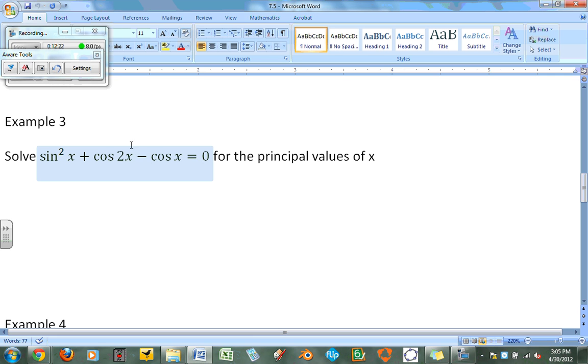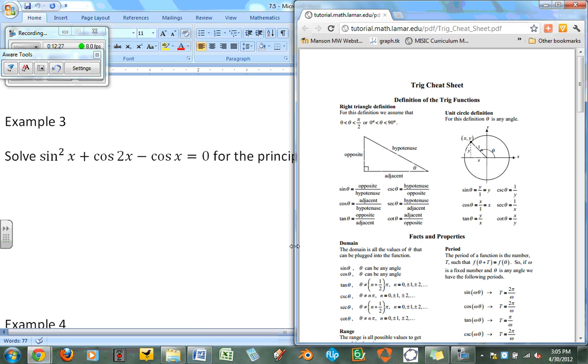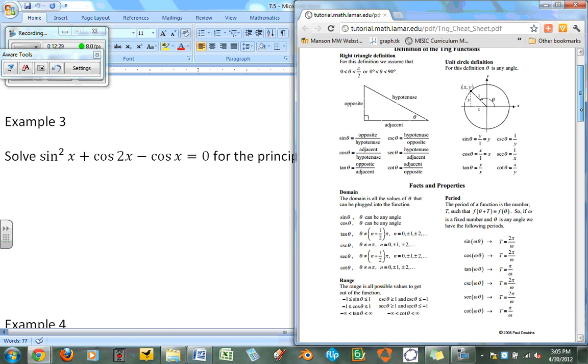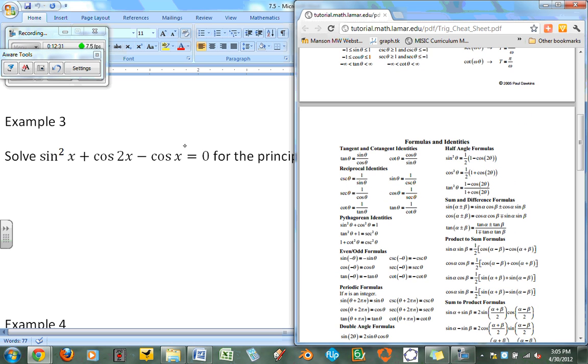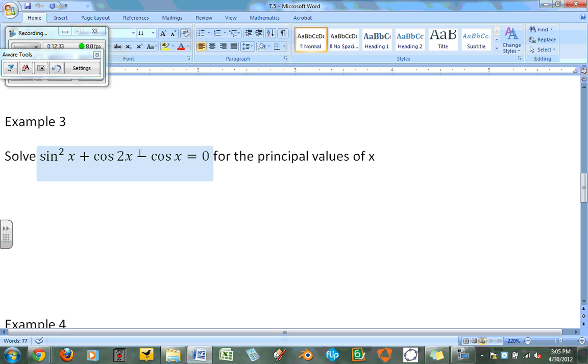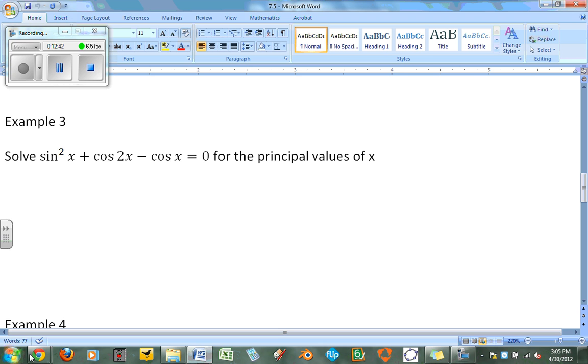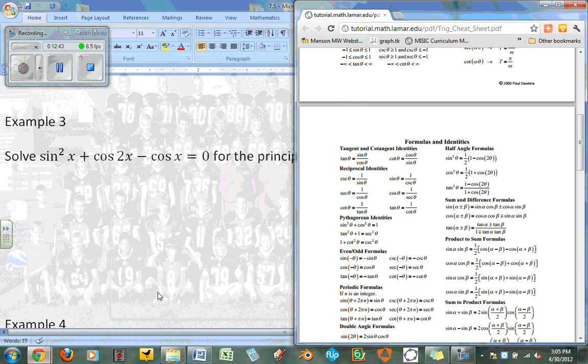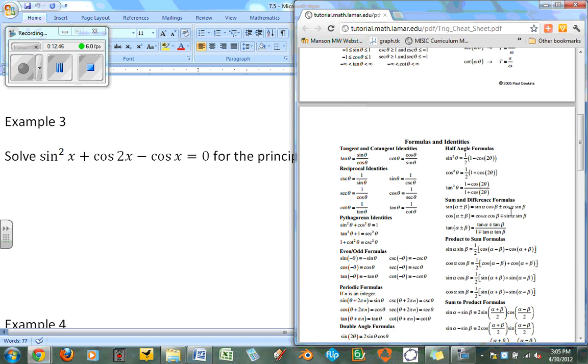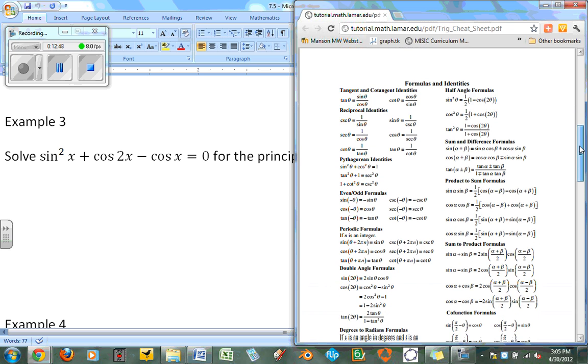One thing I might do is look at my chart here, and look at what I can do with this 2x here, because that thing right there isn't like these other ones. It doesn't have an x by itself. So if we can at all, we want to get rid of these double angle formulas. So let's look at the double angle formulas. I have to find the double angle formulas.